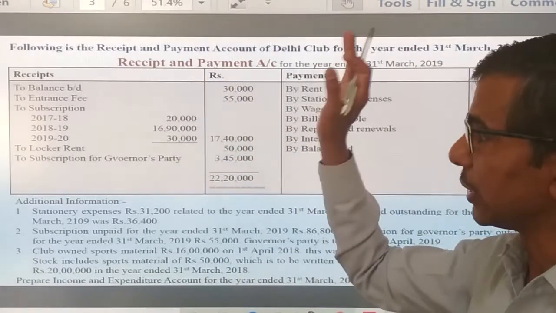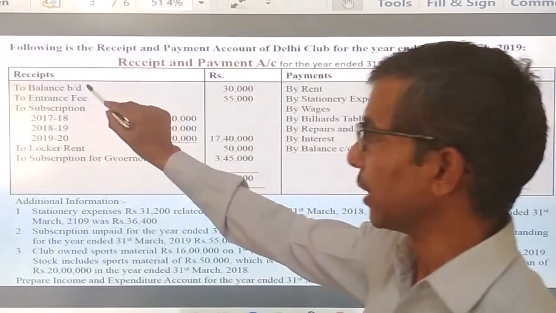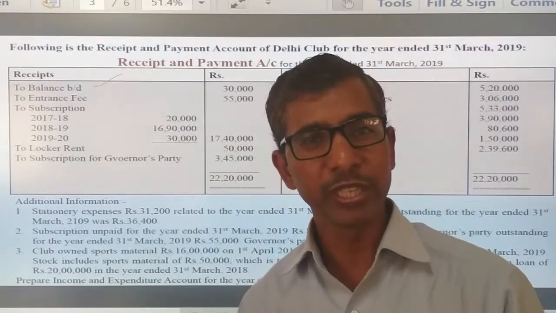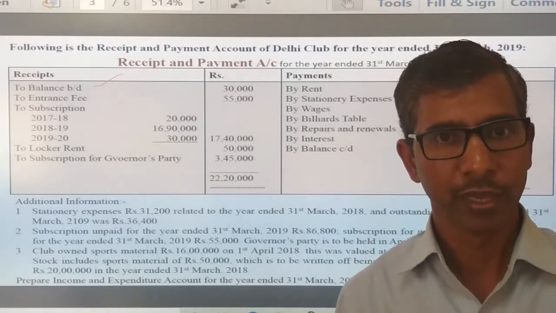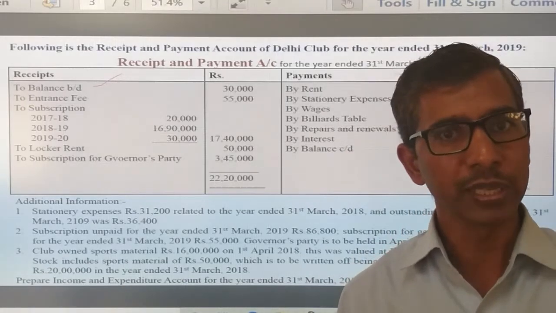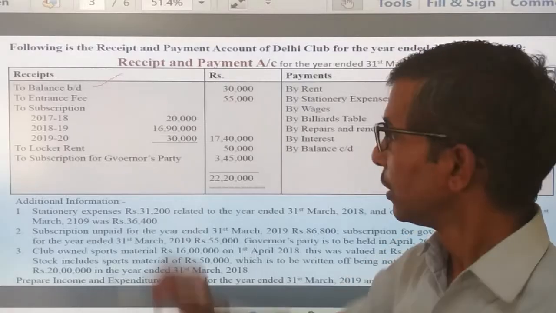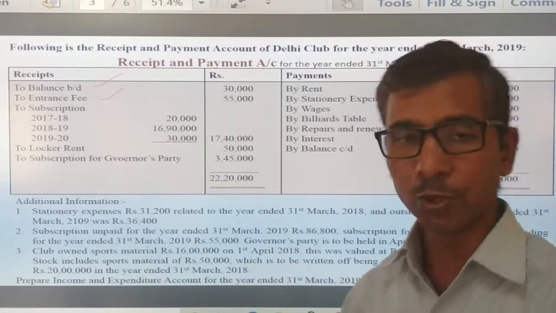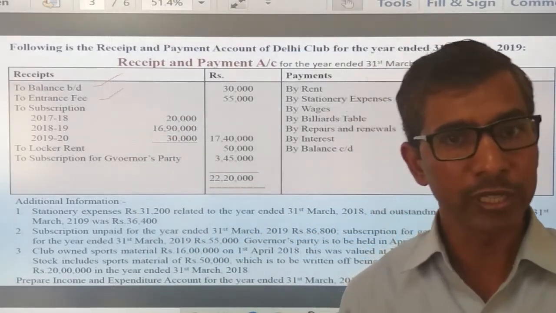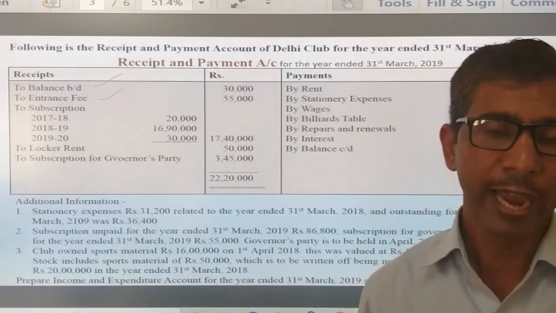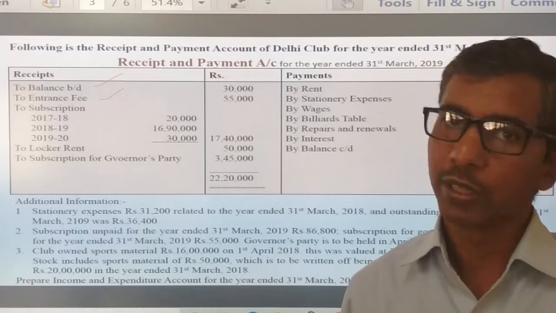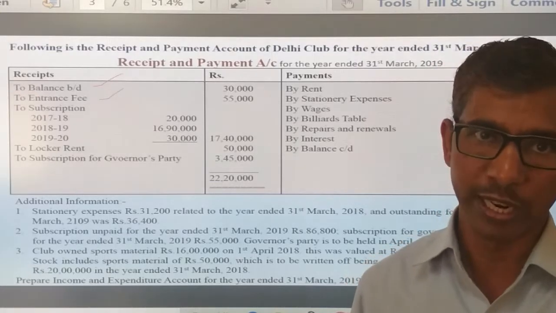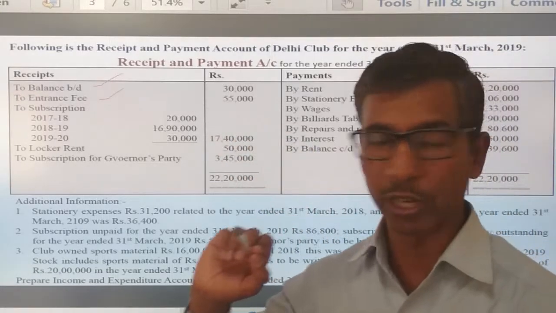See these items here, balance b/d is given. This balance b/d means this is the balance of cash or bank in the beginning. So it means this will come in the opening balance sheet. Secondly, entrance fee. Entrance fee, you know, is a recurring nature item for the NPO, and it is a source of income for the NPO. So it is a revenue nature item and it will come in the income and expenditure account.